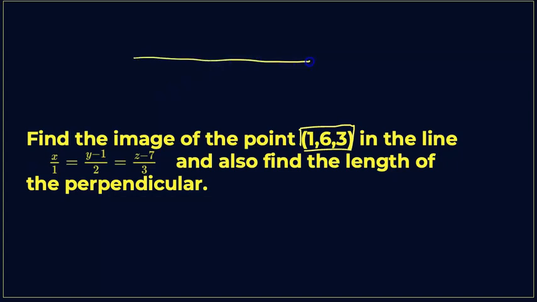So there's a line given as x/1 = (y - 1)/2 = (z - 7)/3. There's a point given as (1, 6, 3). Now we have to find the image of this point, and this line is perpendicular to the given line. Now we can find the intersection point with the help of the perpendicular. And how will we find the perpendicular? You can see my previous video on the basis of this concept.